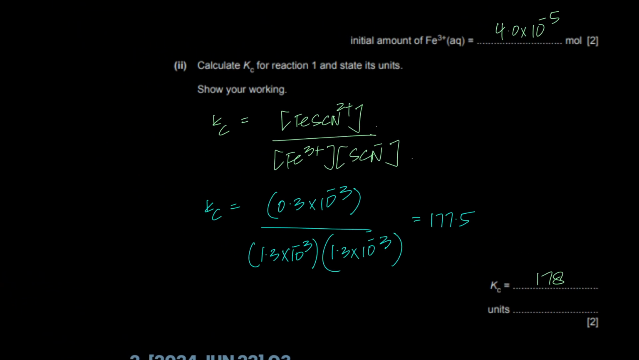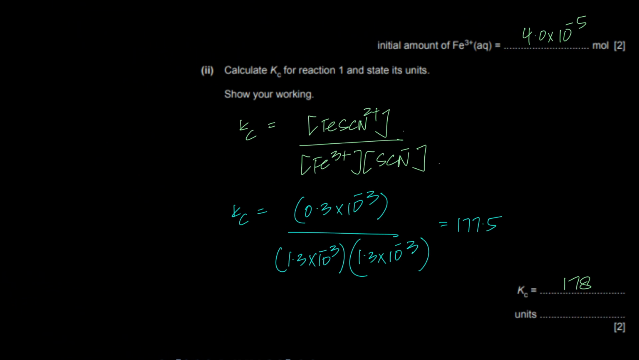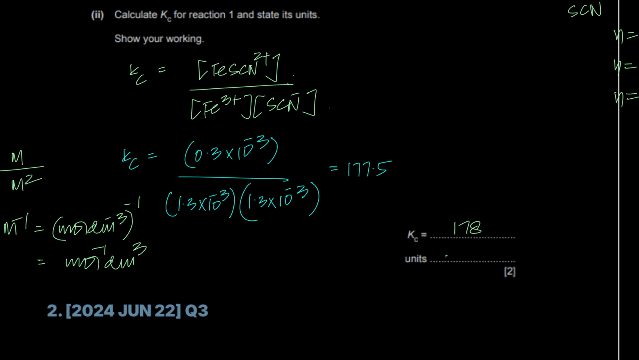And what's the unit for it? In the numerator, I'll call concentration M. So M is the concentration for the numerator, and you have M squared in the denominator. What do you get? M minus 1. And M is equal to mole per dm cube, so mole per dm cube raised to the power minus 1. What do you get? Mole minus 1 dm cube. This is the unit. Piece of cake questions.